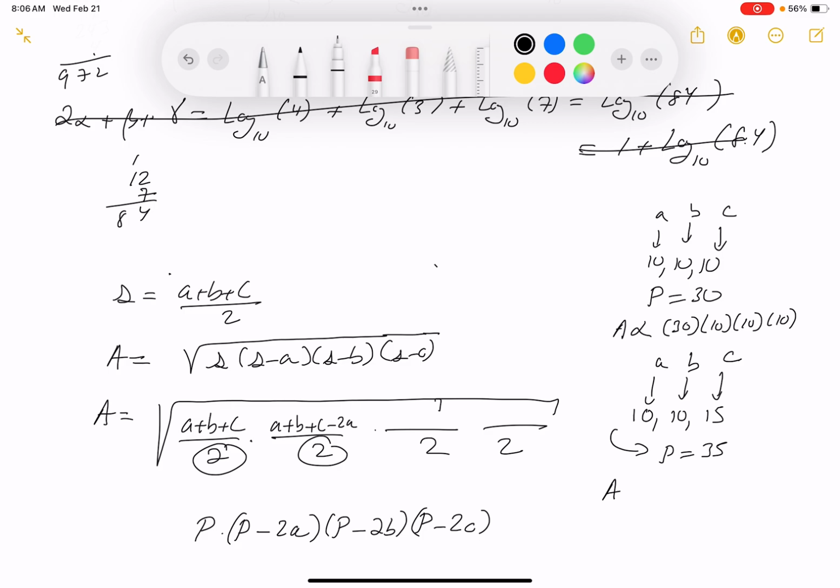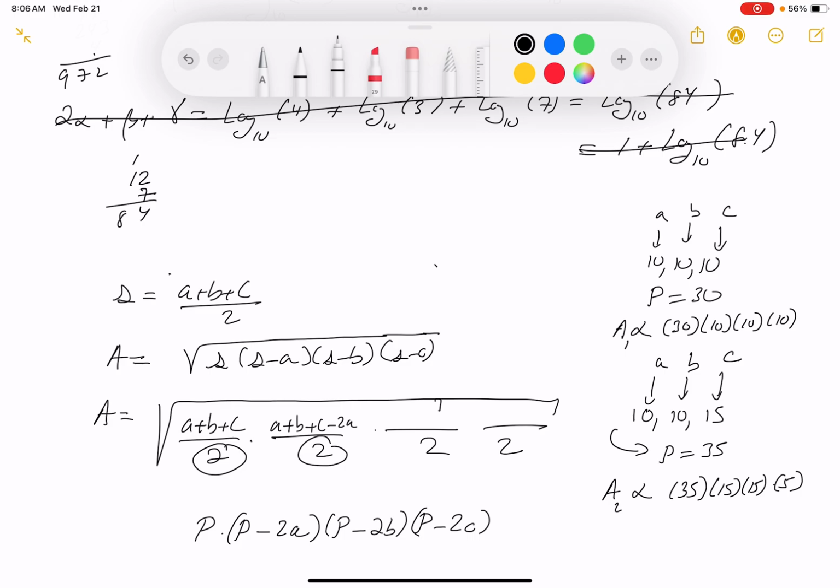Let's do this one over here. I'll just call this A1, A2. Again, the proportionality constant is the same, by the way. I do know what it is, but it's not important to you. What do you get over here? 35. And then it's going to be 35 minus 20, which is 15. 35 minus 20, which is 15. And then the last one's going to be the perimeter minus twice the 15. That'd be 5.